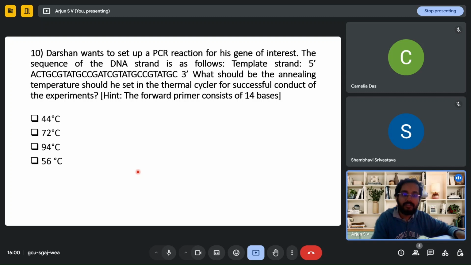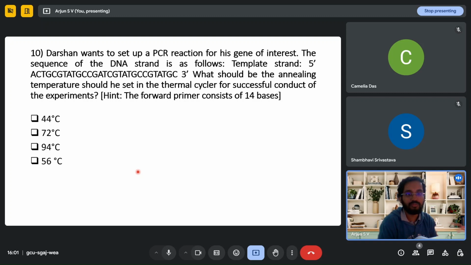Does anyone have any thoughts? Normally you have specific mathematical formulas as well. So there is a very proper way of answering this question, and there is also a very crude way of solving this question on an exam basis. The proper way is that there are formulas for calculating annealing temperature.